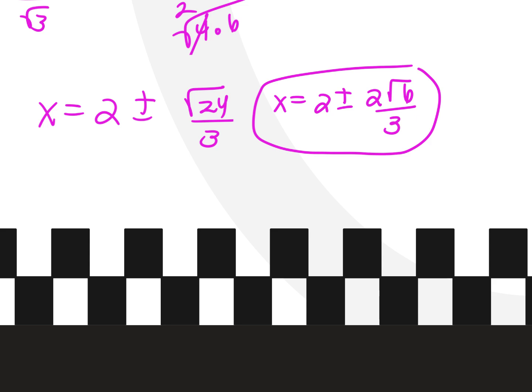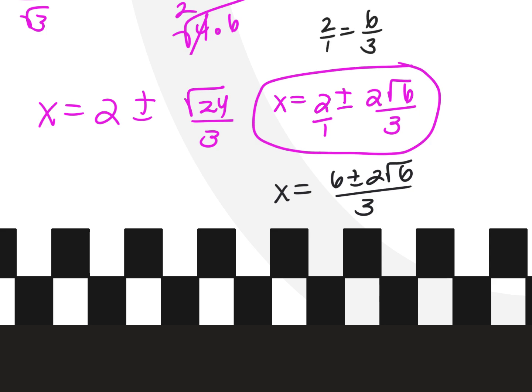Somebody asked me last period, well, can you write it with everything over one denominator? Absolutely, but what would you have to do? You'd have to make the 2 into what? Yep, you would have to say x equals 6 plus or minus 2 square root of 6 over 3, because the whole number 2 is the same as 6 over 3. There's absolutely no reason to do that. If you try to simplify or break stuff down more than you need to and you do it wrong, you're going to get points off. You have to know when to stop simplifying or how to simplify properly.